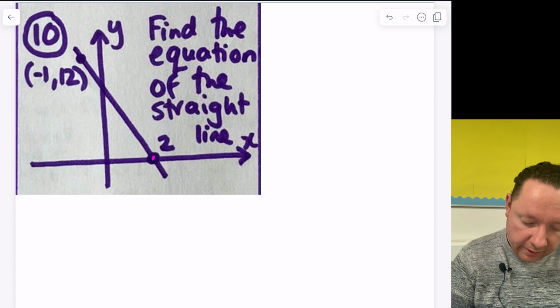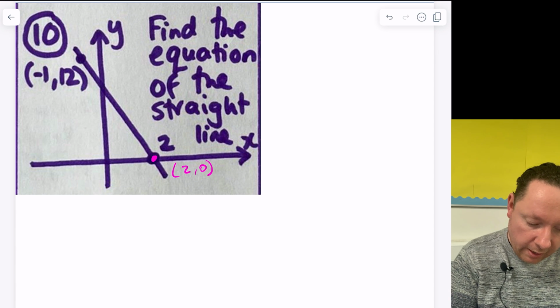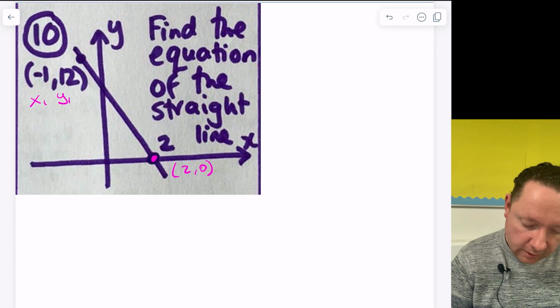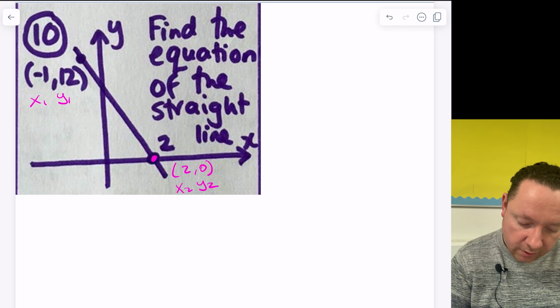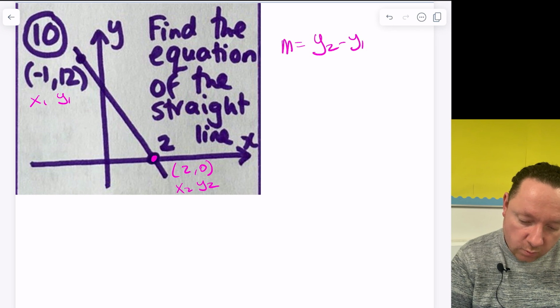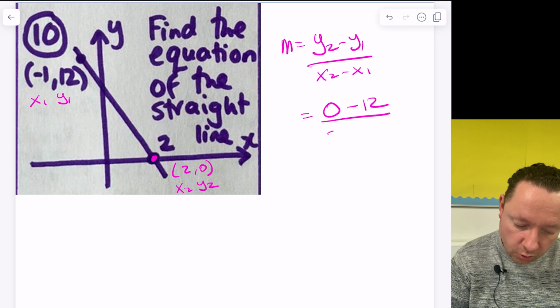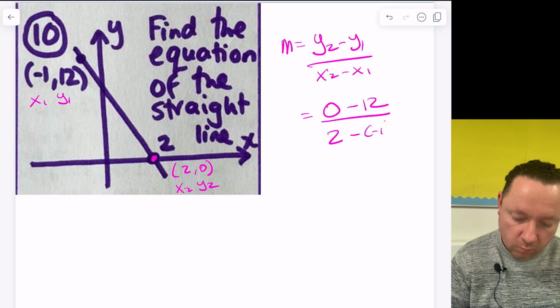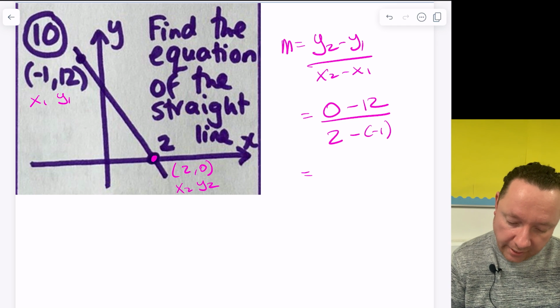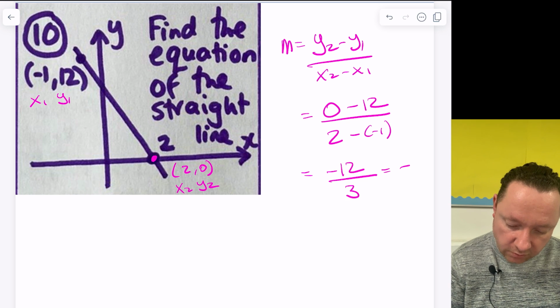let's note this point here is 2, 0. So you've got x1, y1 and x2, y2, or you can make a right angle triangle. But the gradient, for reminder's sake, is y2 minus y1 over x2 minus x1. So that's 0 minus 12 over 2 minus 1. Watch for double minuses appearing. Minus 12 over 2 minus 1 is 3, minus 4.